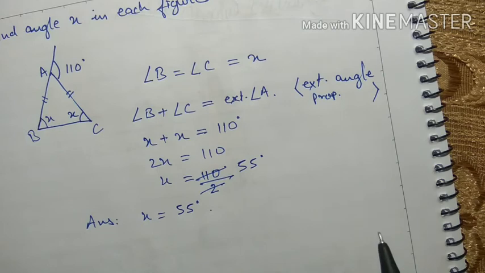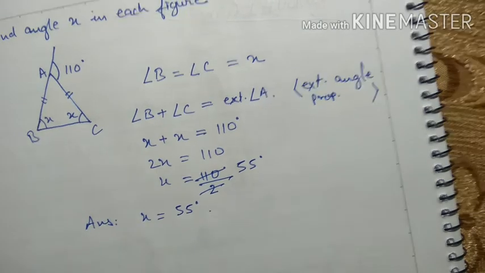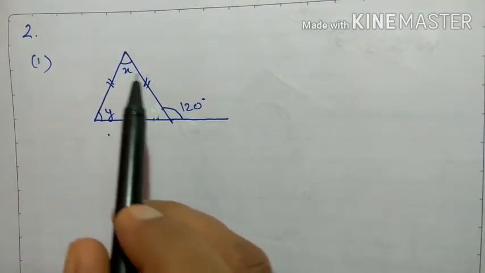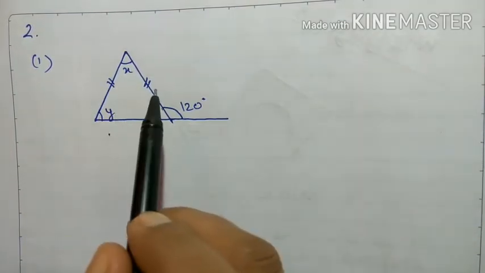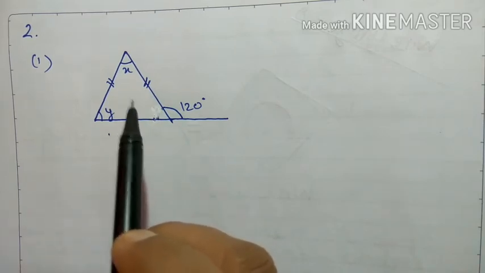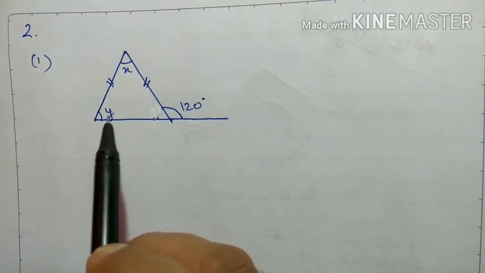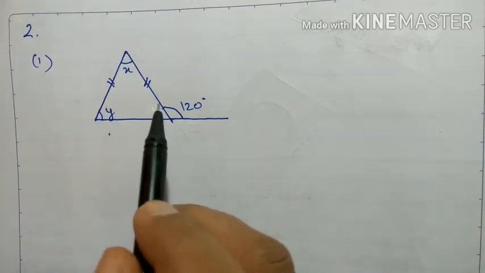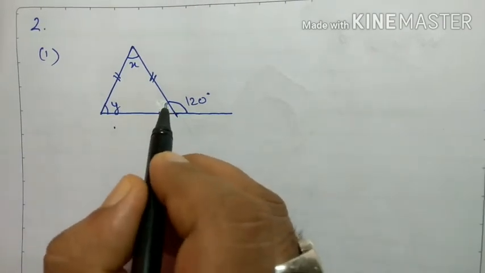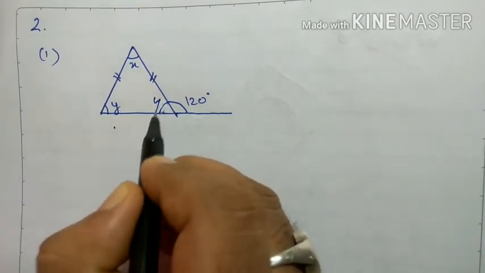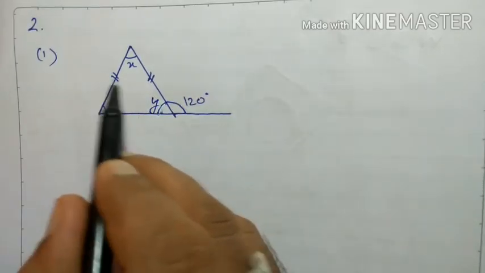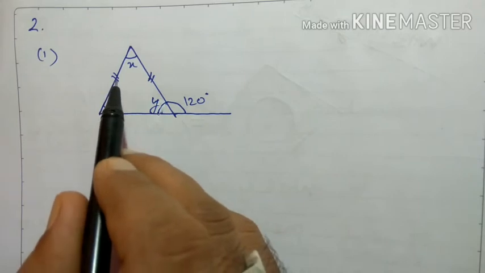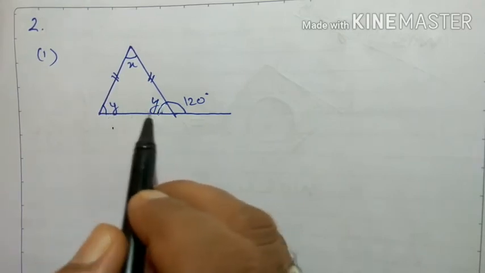Now come to the next question, question number 2. In this question, this triangle is given. This is an isosceles triangle because these two sides are equal in length. As we know, the angles opposite to equal sides are equal, so this angle y is equal to this angle, which is also y. These two opposite angles are also equal.